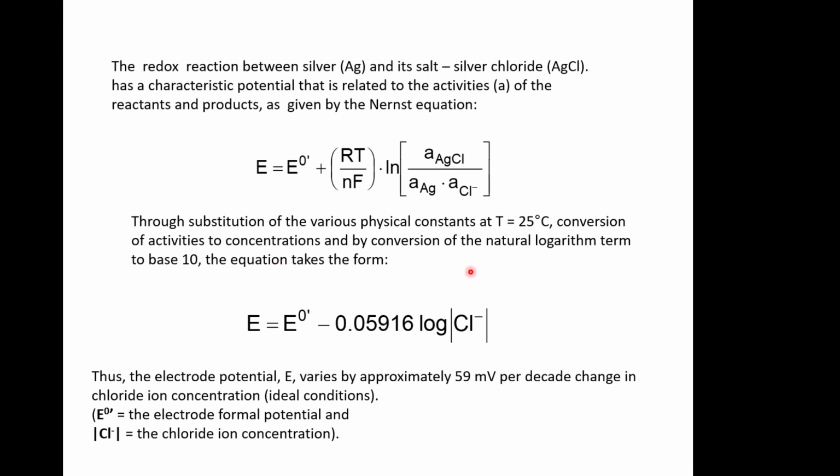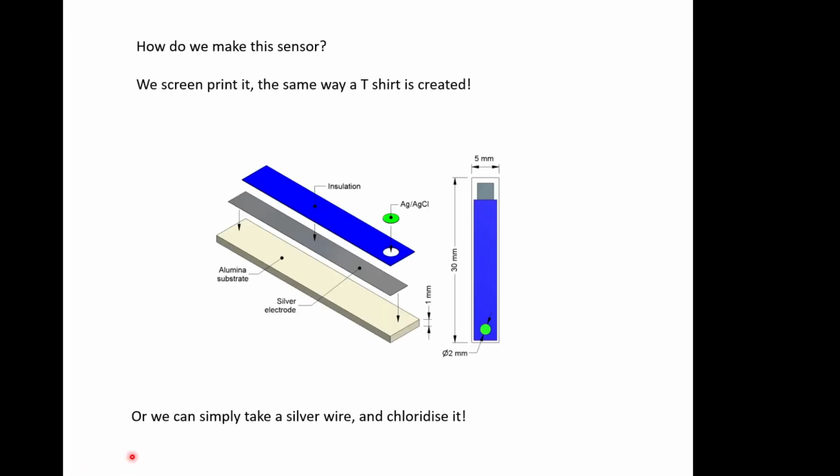Right, so if you do the sums on that, it simplifies down to the voltage you get out, E, is equal to some constant depending on what reaction you're dealing with, and then this thing which is 59 millivolts of change for every decade change in the concentration of chloride. Okay, so the chloride concentration is changing, the voltage that you're getting is changing, and we just need to measure that. So it varies by 59 millivolts per decade change in chloride ion in ideal conditions. Right, so we know that this thing is going to generate it. Let's just quickly look at how we might make this. You might find this interesting.